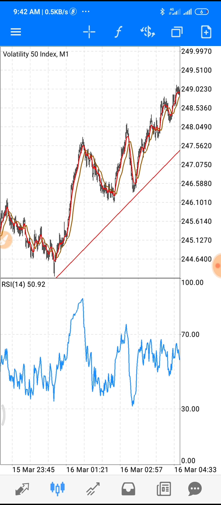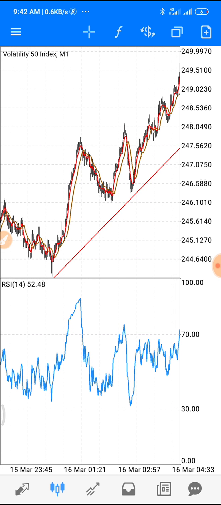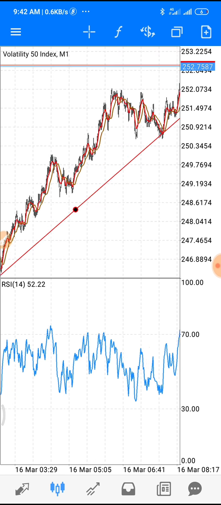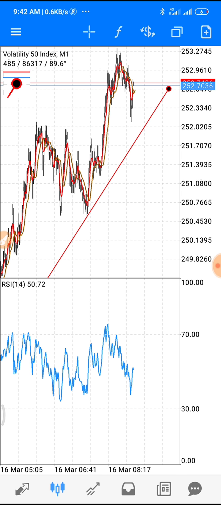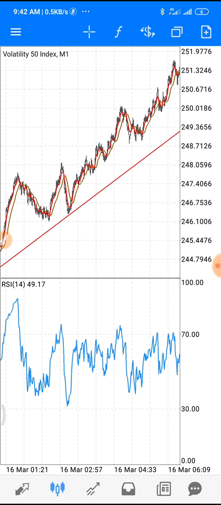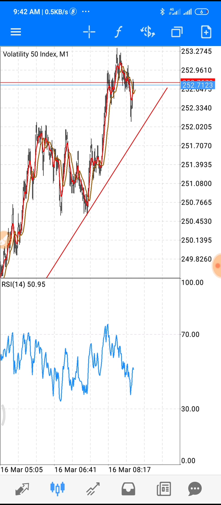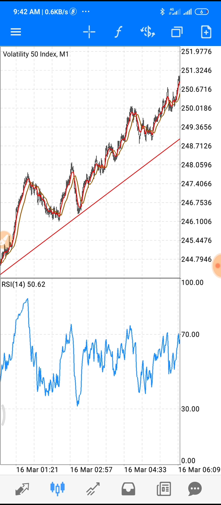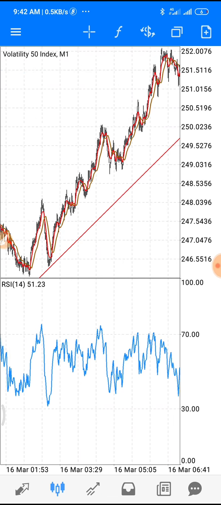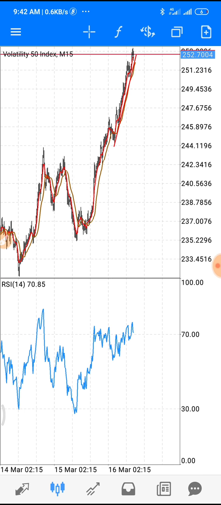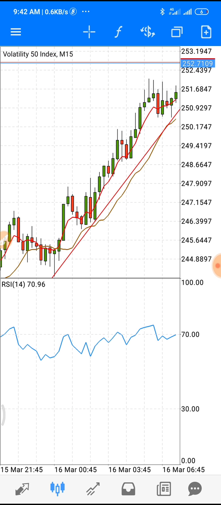Let me check if it is correct. Okay, so it's either you draw a trend line like this, or go back to the 15 minutes time frame and use it the way we use it on 1 minute.